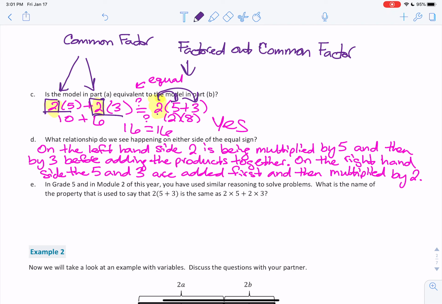In grade 5 and in module 2 of this year, you've used similar reasoning to solve problems. What is the name of the property that is used to say that 2 times 5 plus 3 is the same as 2 times 5 plus 2 times 3? So whenever we factor out a common factor, when we multiply it back in, it's called the distributive property.